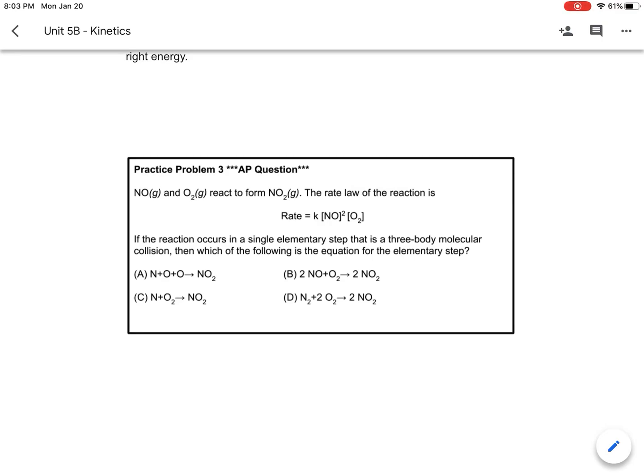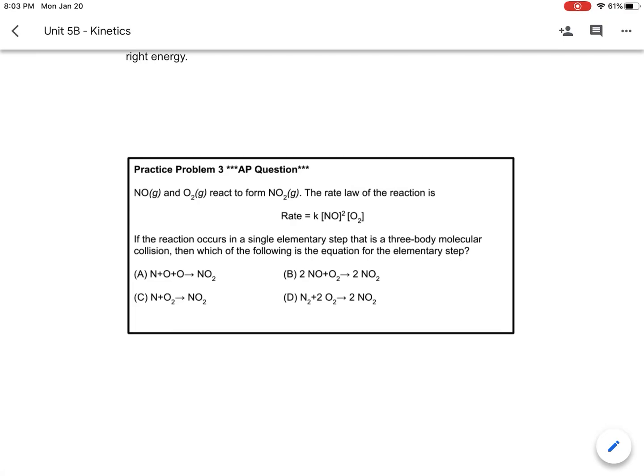But they also told you that it's a three-body molecular collision, meaning that a very rare thing is about to occur in the fact that three particles are about to collide at the same time. So let's take a look at this. A says N plus O plus O. Well, here's a problem, because N and O, just O, not O2, but just O, are not the reactants. So A cannot be correct because the reactants are compounds. They are not individual atoms or elements, so A is off the wall immediately.